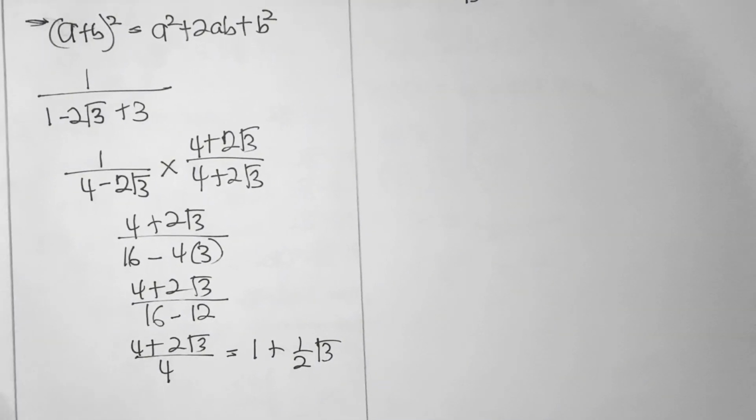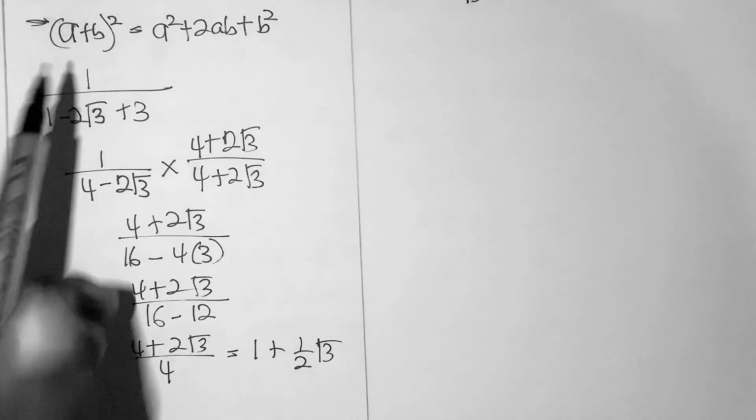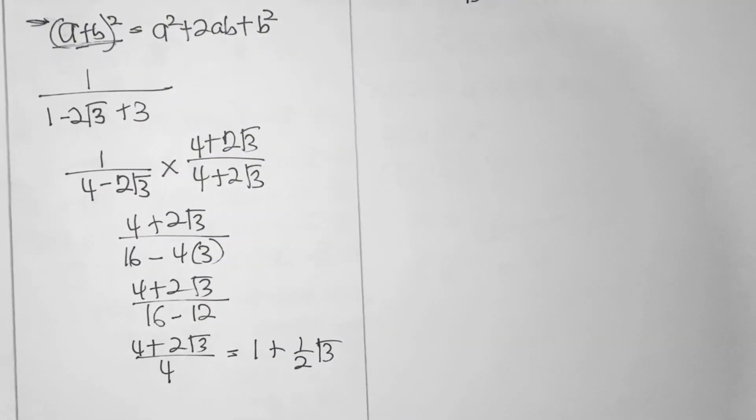So you can see that there is some pattern here. Always you will get a binomial expansion, and always you get a rationalization. So we need to just familiarize ourselves with binomial expansion and then rationalization. Then you can solve almost all the questions.